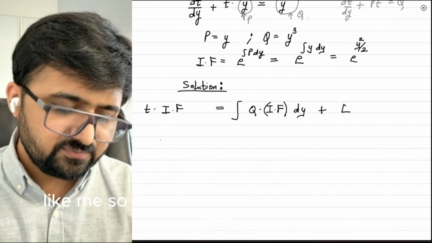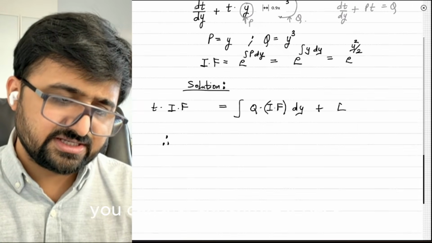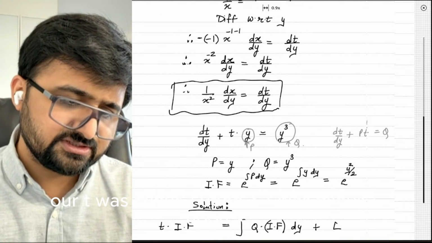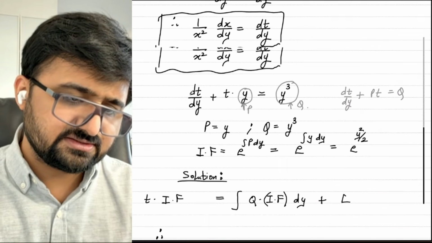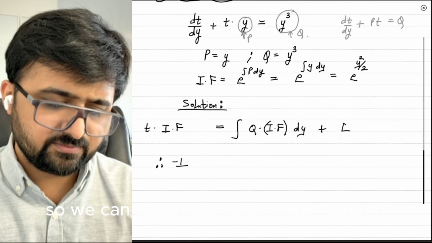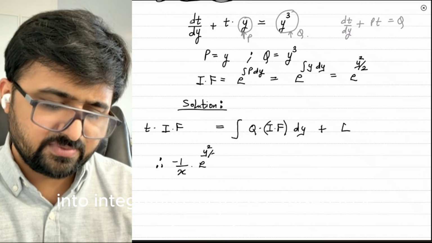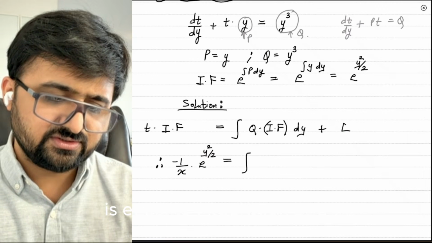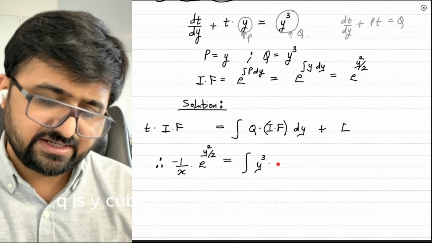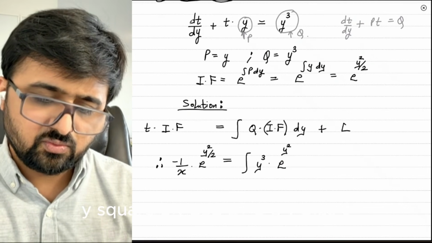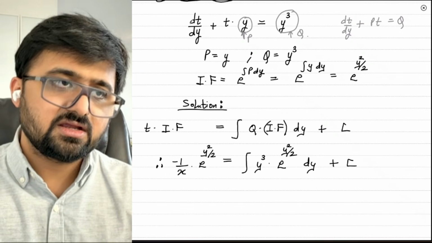Okay, so as you practice, you'll get more comfortable in using those terms like me. So therefore you have t into, our t was, you can just substitute it back. Our t was minus 1 upon x. So we can just substitute minus 1 upon x into integrating factor, e raised to y square by 2, is equal to integration of q into integrating factor. Q is y cube and integrating factor is e raised to y square divided by 2 dy plus c. All right.